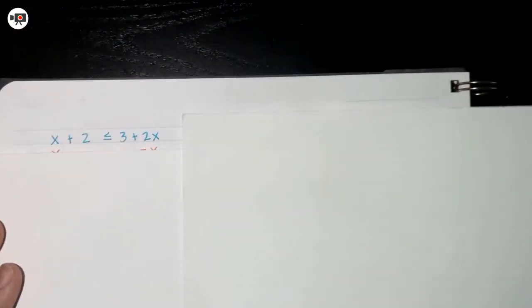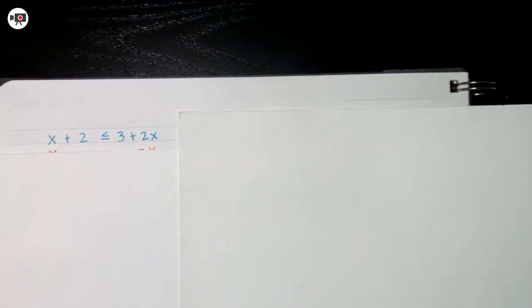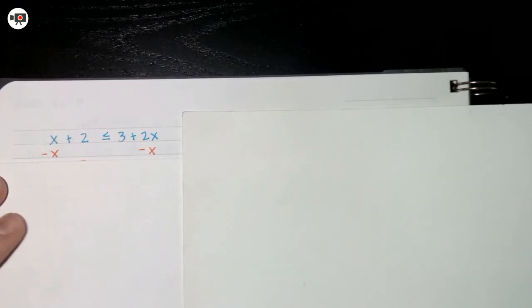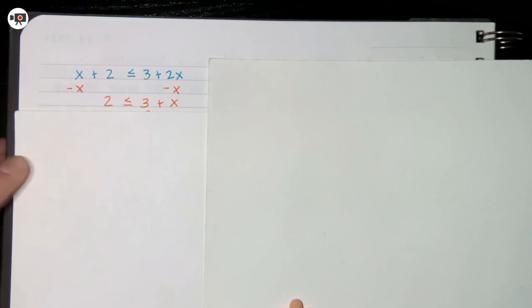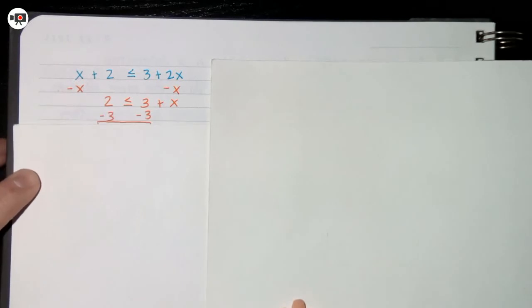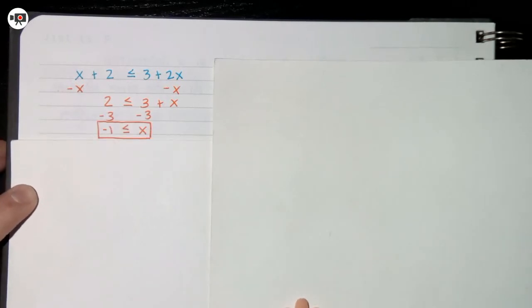A couple more. These ones have variables on both sides of the inequality, and so we're going to do the same thing. We need all variables on the same side. To get all variables on the same side, I can subtract x. Then that gives 2 is less than or equal to 3 plus x. I want x by itself, so we subtract 3 on each side and get negative 1 is less than or equal to x.